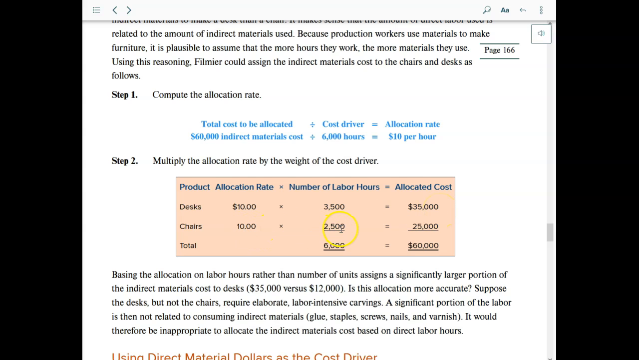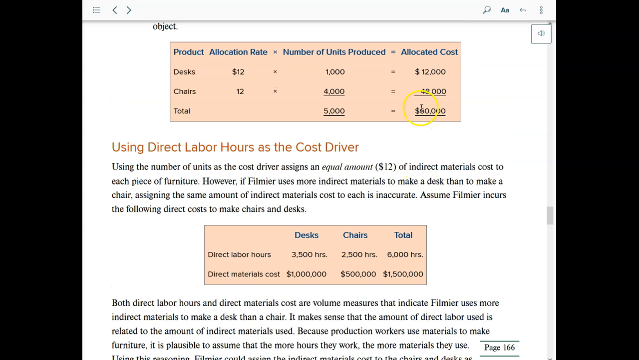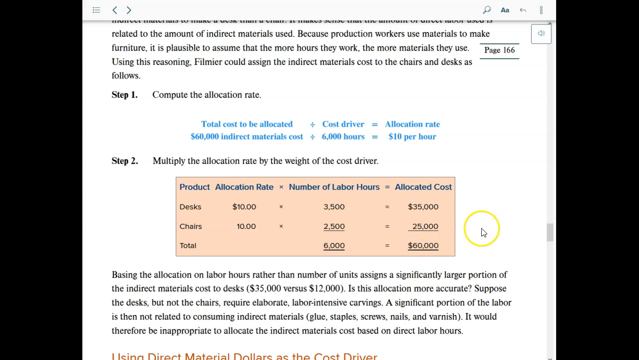Chairs, $10 times 2,500, $25,000. So again, $60,000. We don't use both of these methods here and here. You decide what you think gives you the best numbers for your business. Look at the difference though.